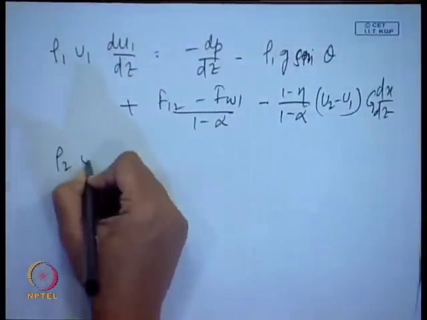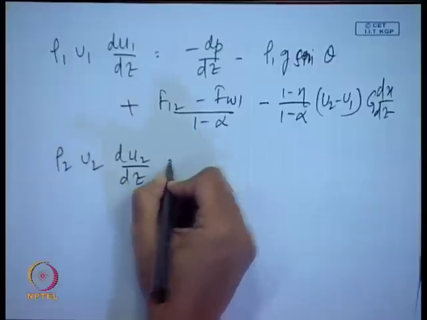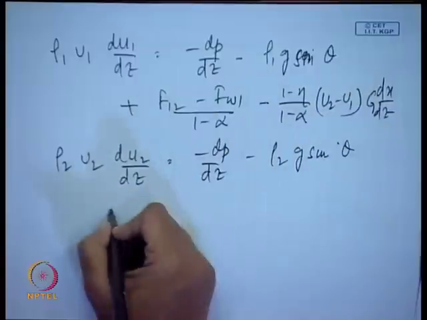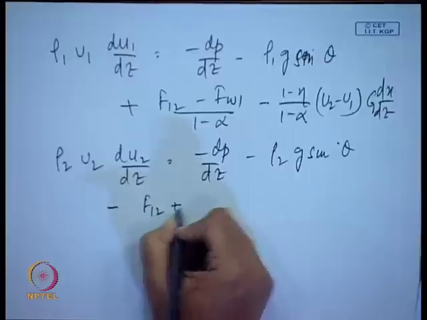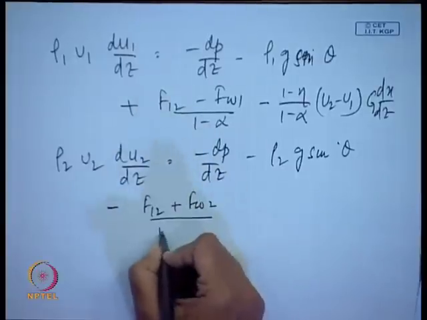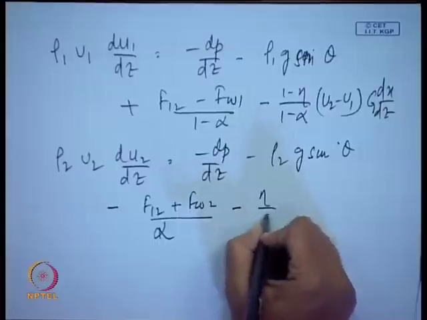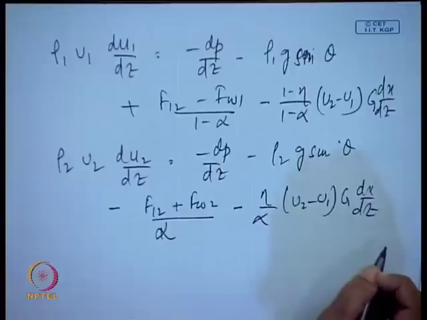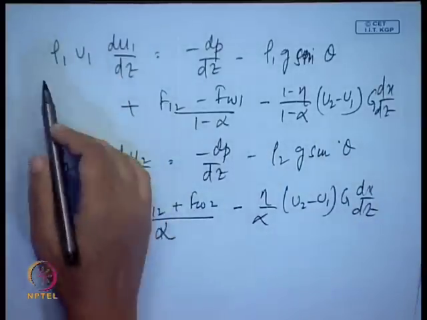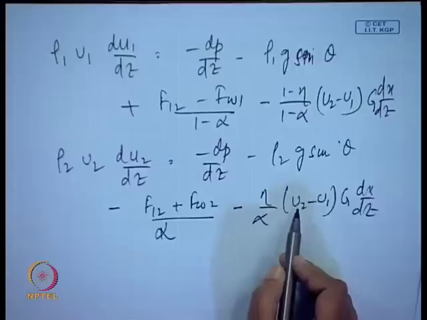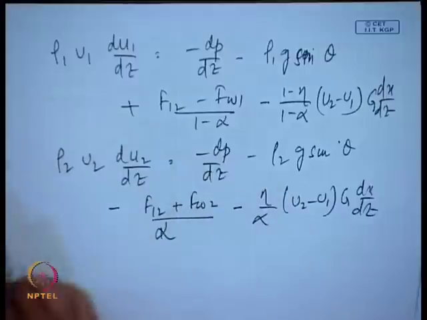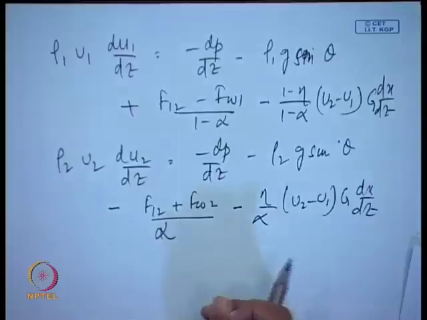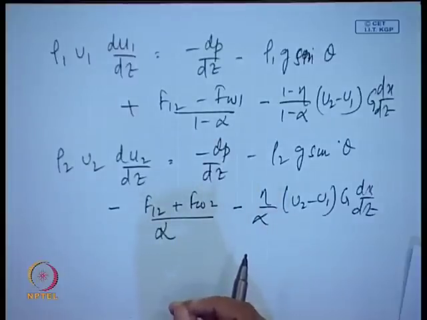This is number 1, and number 2 is just the same equation written down for phase 2. The only difference is the sign change of F12 and F21, minus eta by alpha times (u2 minus u1) times g dx/dz. Now, just as I discussed in the last class, they can be combined in different ways. You multiply the first one by alpha, the second one by 1 minus alpha, and add the two, and you get the mixture momentum equation. If you subtract one from the other, your dp/dz goes off, and you finally get the equation which we had got.